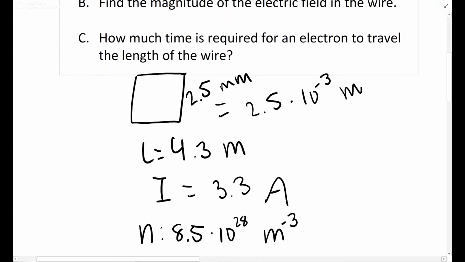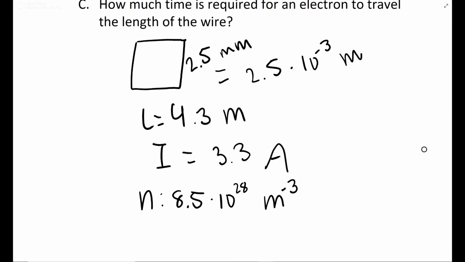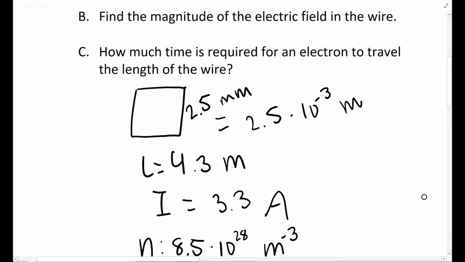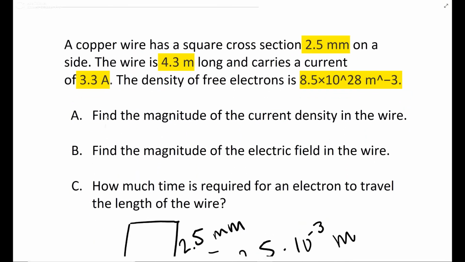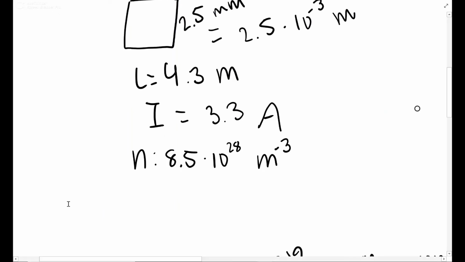So let's see. Here's what we have. We have a square cross-sectional area with 2.5 millimeter length sides, and we want that in meters. So 2.5 times 10 to the negative third meters. We have our length, our current, and then we have N. This is our concentration, and they called it the density of free electrons. So that's the same thing in your equations as just N right here, the 8.5 times 10 to the 28th.